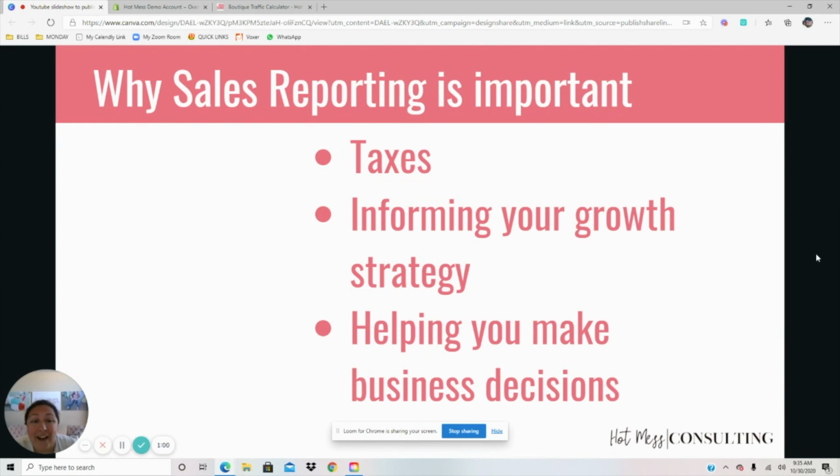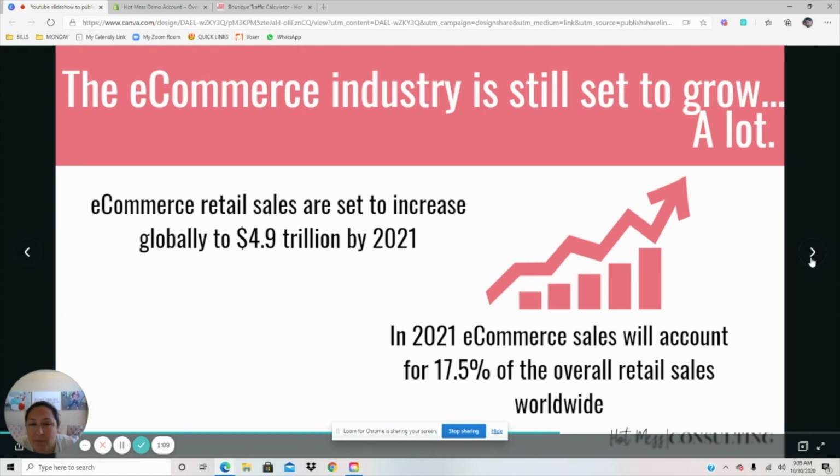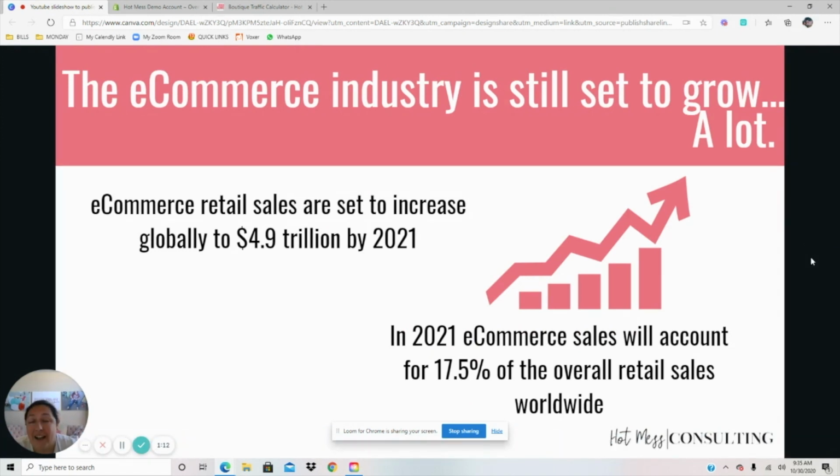And yes, you should have a growth strategy, and just helping to guide you in terms of making better business decisions. Because you know what, the e-commerce industry is still set to grow a ton. Like, there is a lot of opportunity here. E-commerce retail sales are set to increase globally to $4.9 trillion by 2021. And in 2021, e-commerce sales will account for like 17.5% of the overall retail sales worldwide. We're talking about a huge chunk of money. And so again, there's a lot of opportunity here, but if you're not being the CEO of your own business, then you're going to miss out.